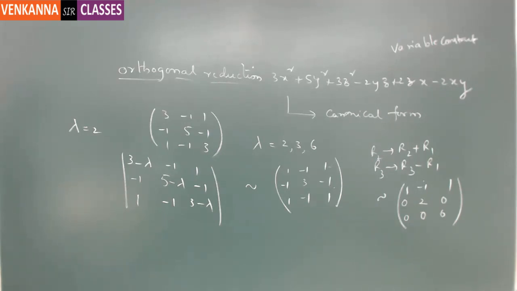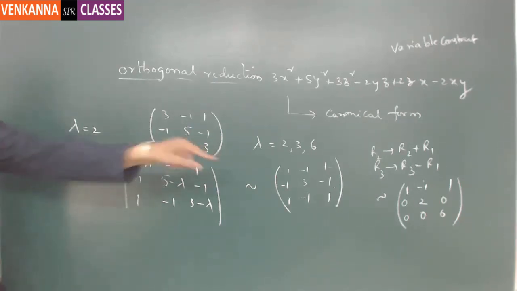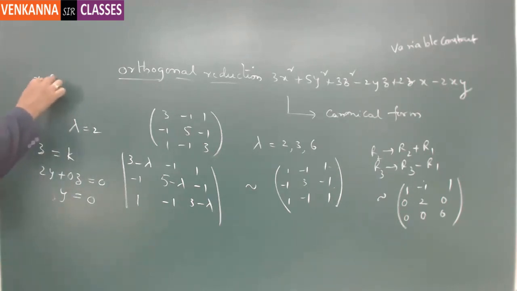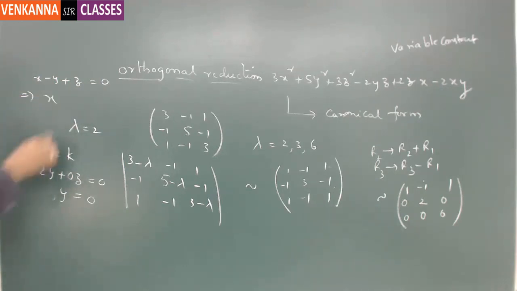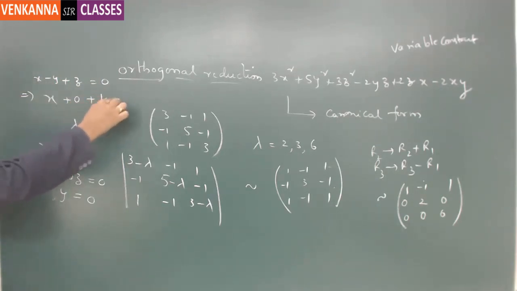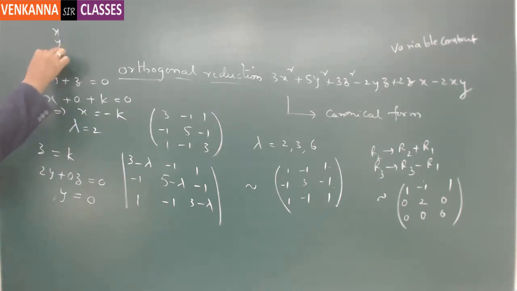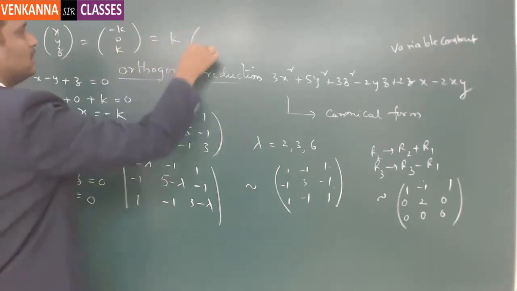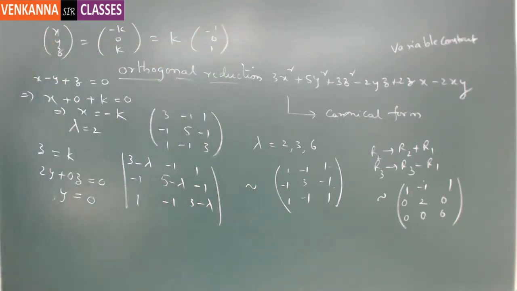Suppose we take z equal to k, a constant. From the second equation, 2y plus 0z equals 0, which implies y is equal to 0. Again, from the first equation, x minus y plus z equals 0. Since y is 0 and z is constant, x is equal to minus k. So what is the corresponding vector? (x, y, z) is equal to (minus k, 0, k), which is k times (minus 1, 0, 1). This is the corresponding vector.